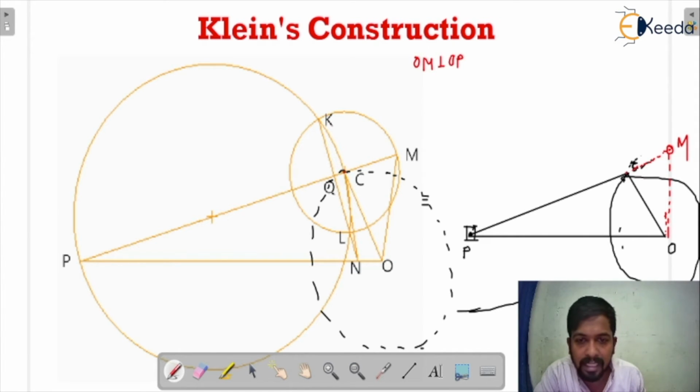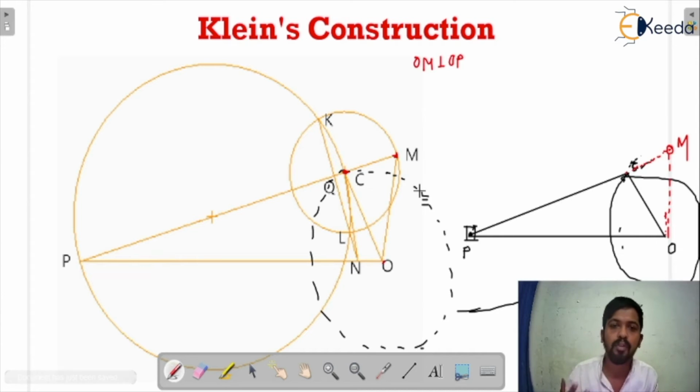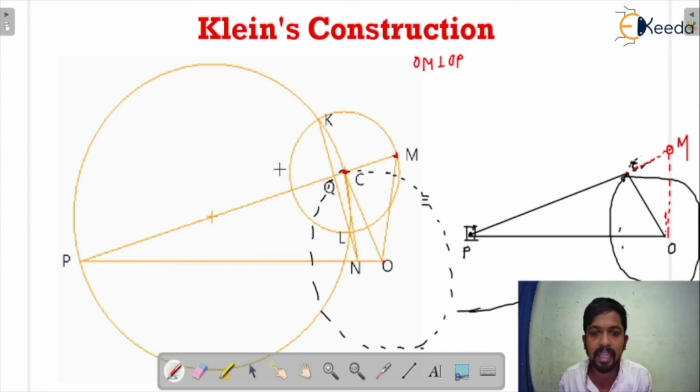Okay, so you extend this line up to M, and wherever they both intersect each other, that will be point M. Okay, now you just have to draw the circle by assuming C as the center and CM as the radius of the circle. So when you draw the circle, you will get this circle. Okay, so this small circle will intersect the bigger circle.